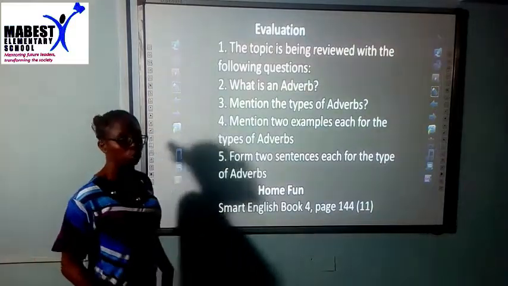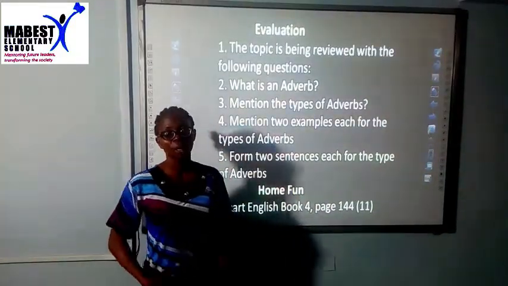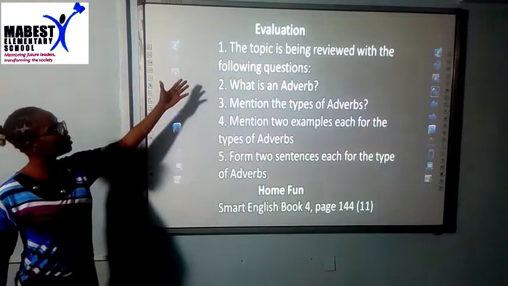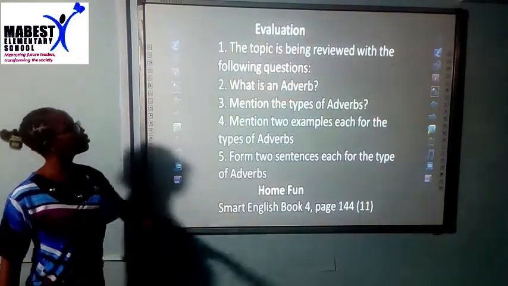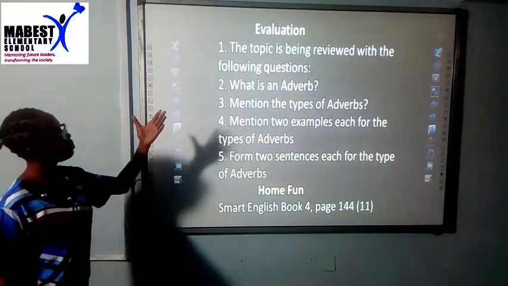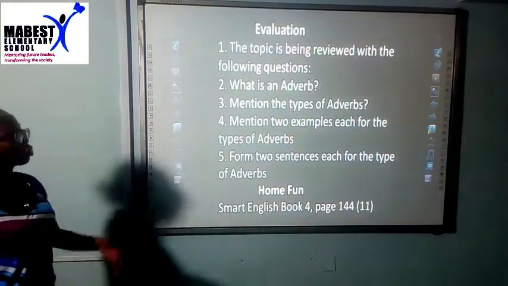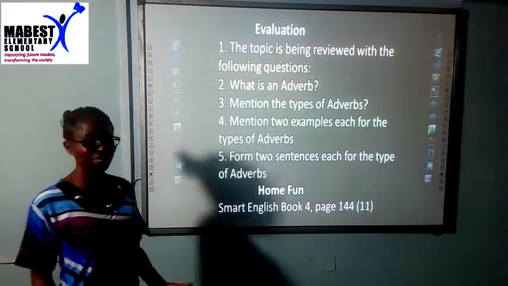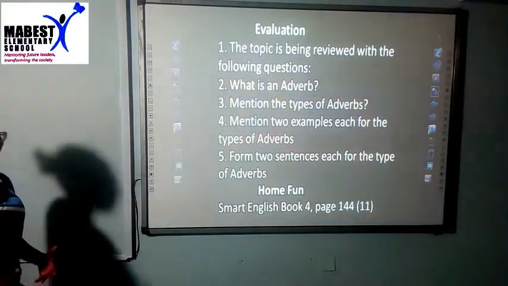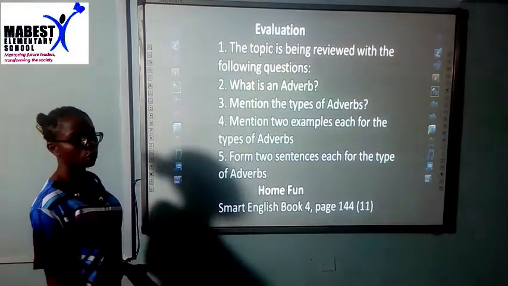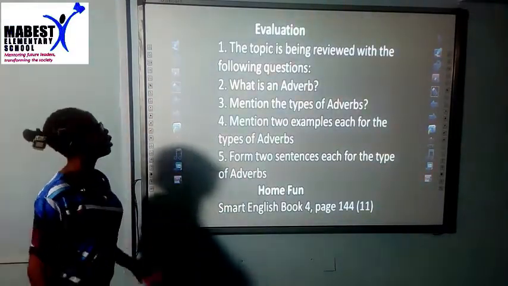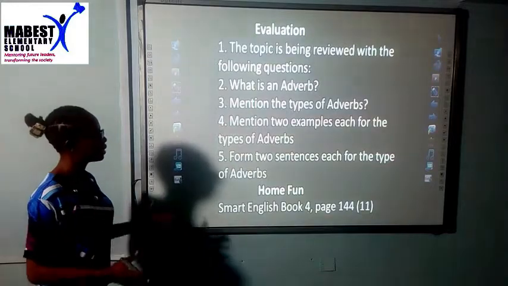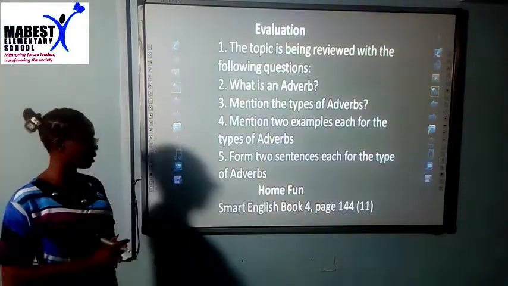Now, for us to know whether we've gotten what we've been taught so far, here are some questions that we are meant to answer. One, the topic is being reviewed with the following questions. Two, what is an adverb? I believe you should all be able to answer that. Number two, mention the types of adverbs. We discussed that earlier. Three, mention two examples each for the types of adverbs. Four, form two sentences each for the types of adverbs.